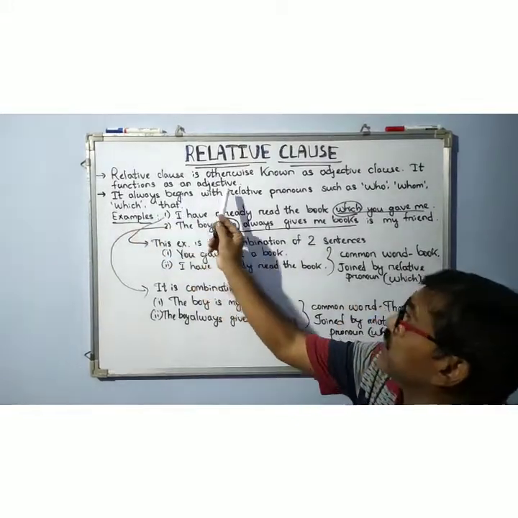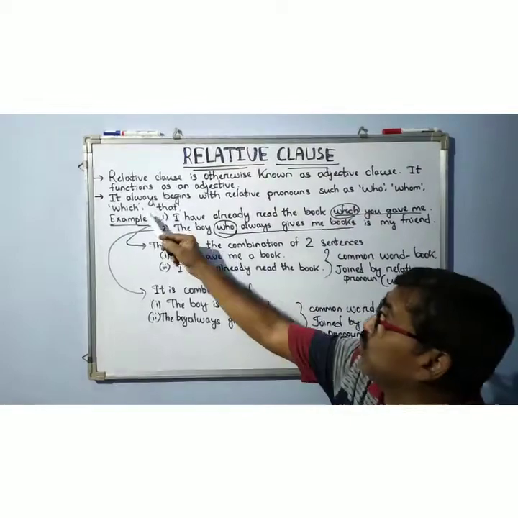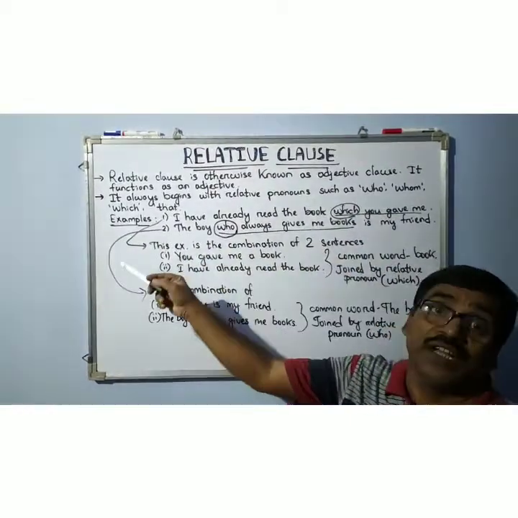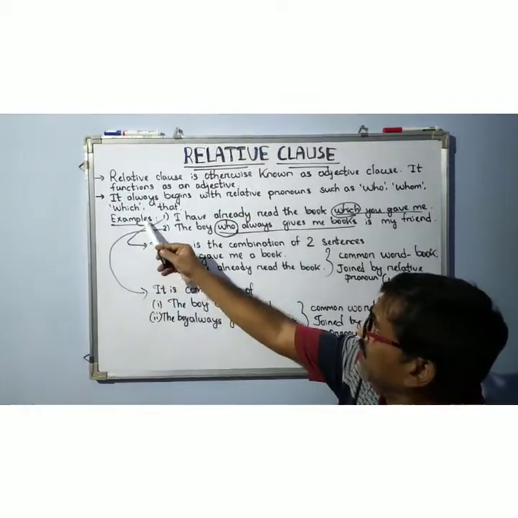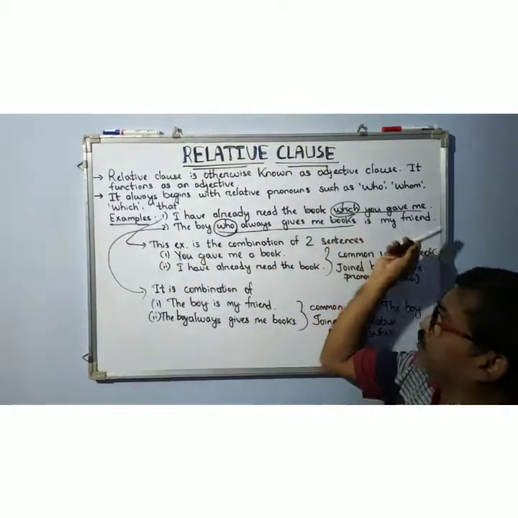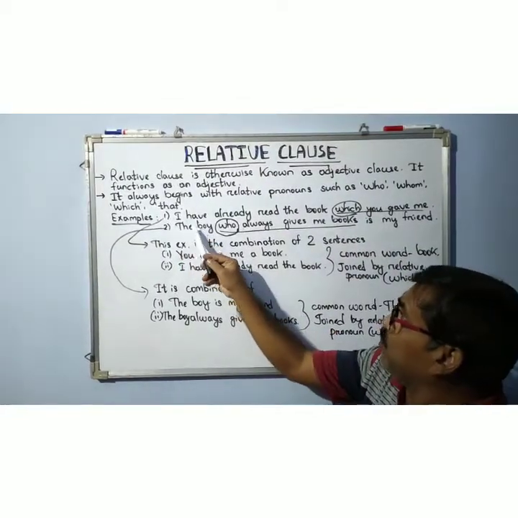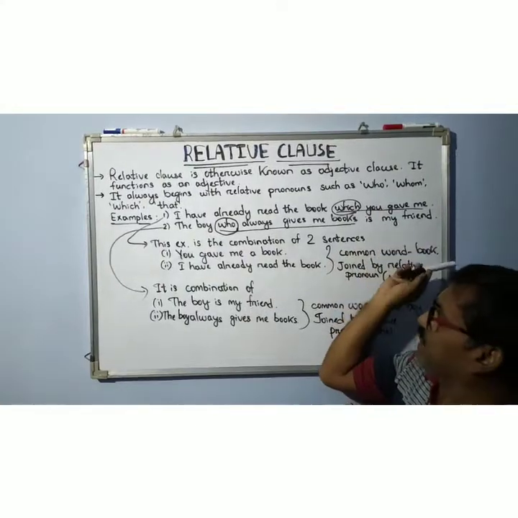It always begins with the relative pronouns such as who, whom, which or that. These are the relative pronouns. Examples. I have already read the book which you gave me. The boy who always gives me books is my friend.